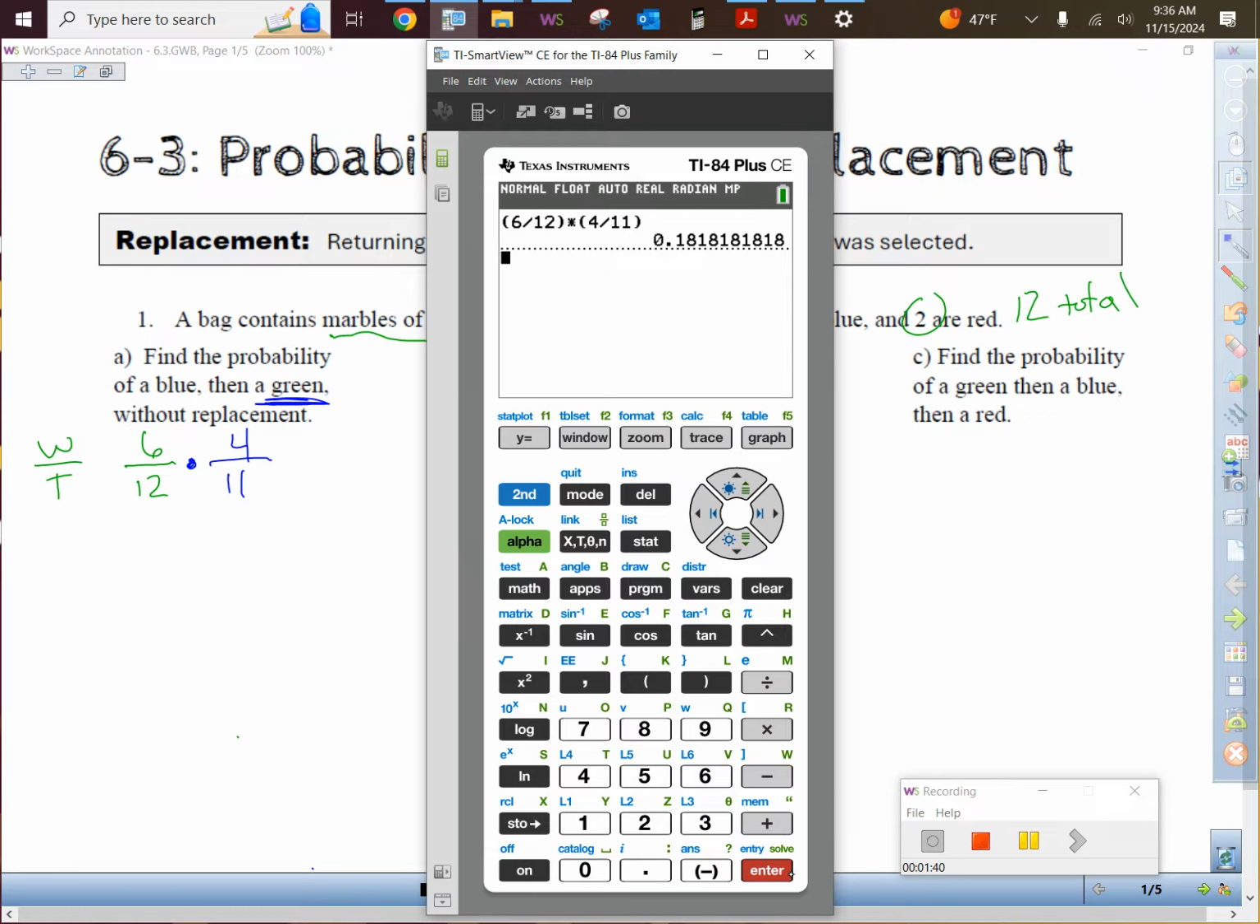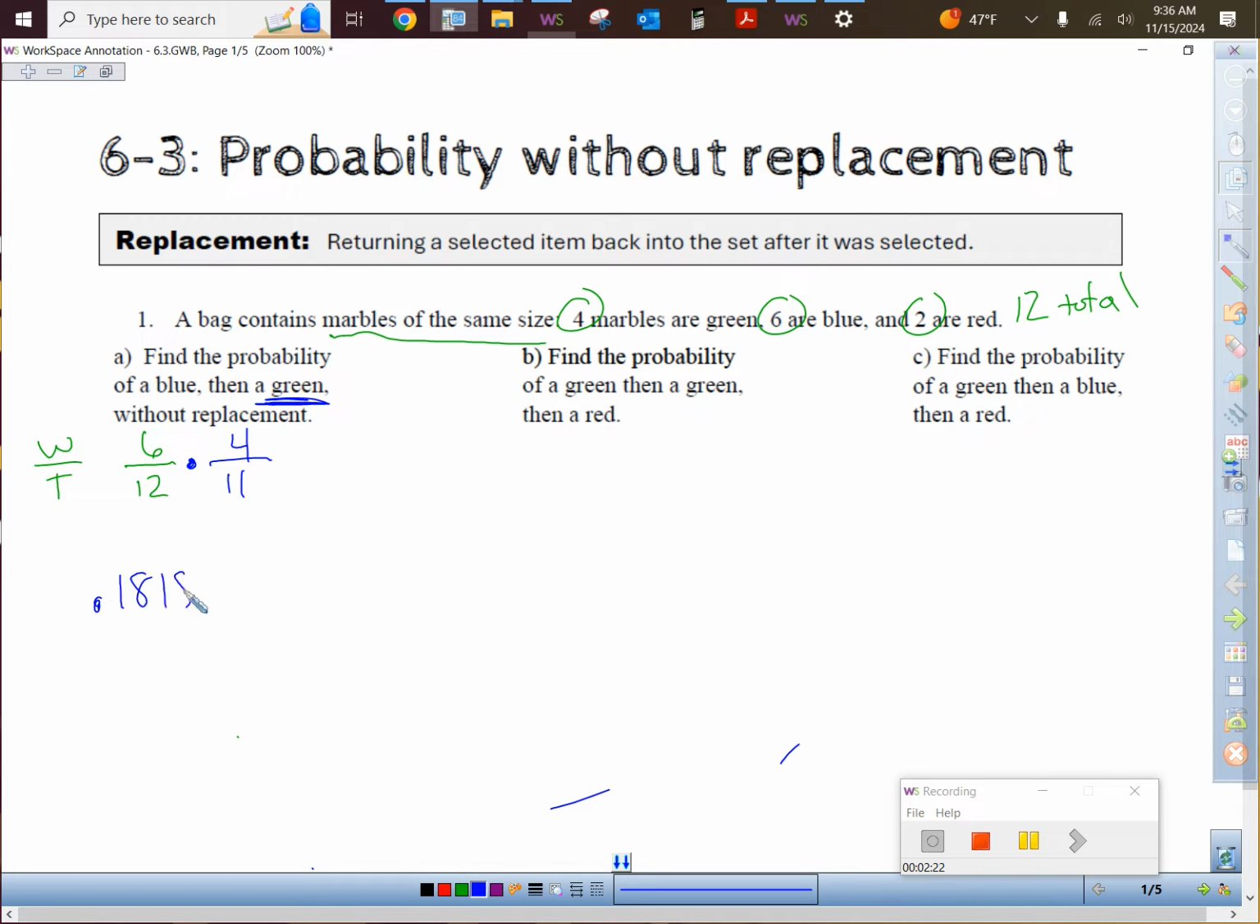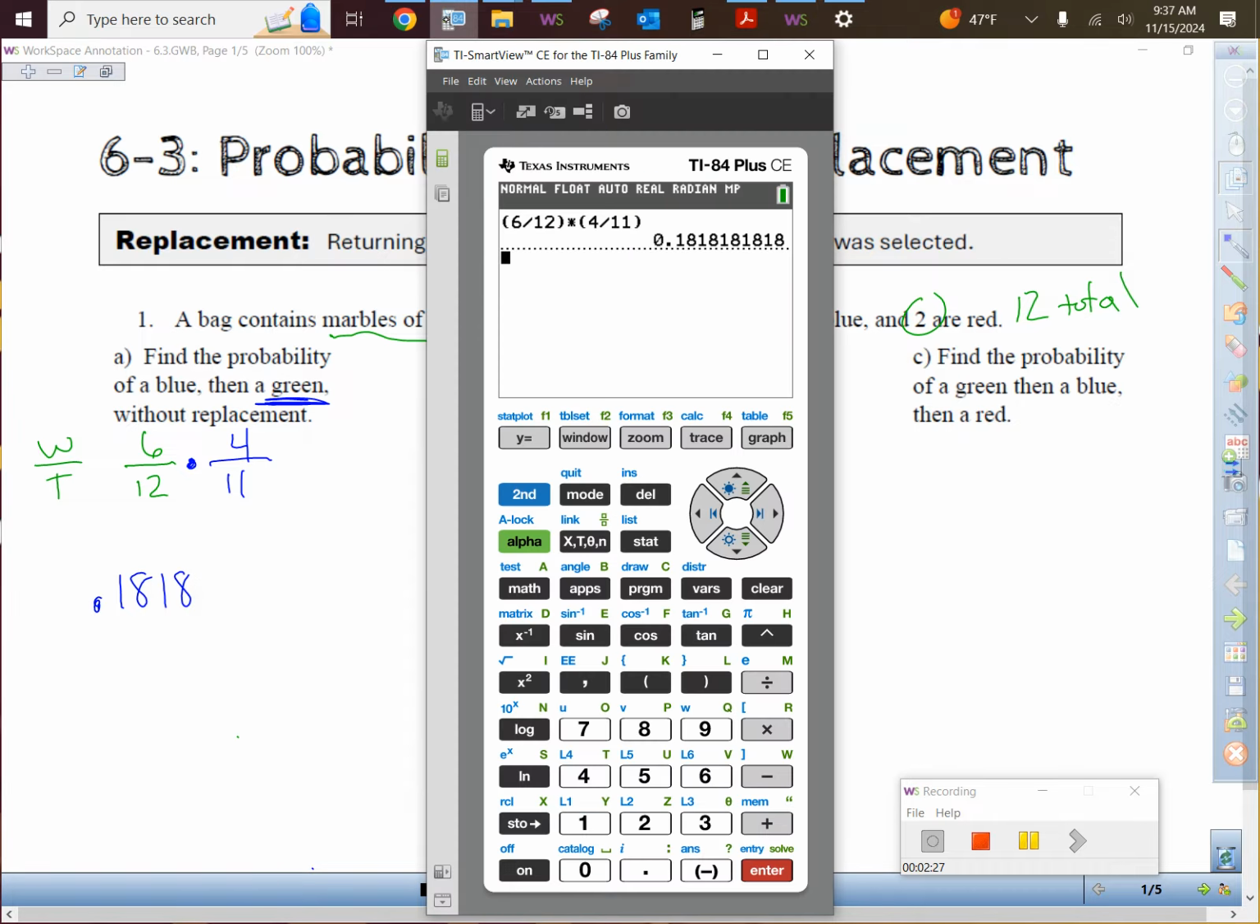They'll say round to so many decimal places. Most of them will be 4 decimal places. So to round to the 4th decimal place, I got to look to the 5th digit. 1, 2, 3, 4, 5. You see that 5th digit is a 1, so I will not round that up. So 0.1818. What we're going to do on this is put both the decimal and the fraction just so we can practice getting the fraction back.